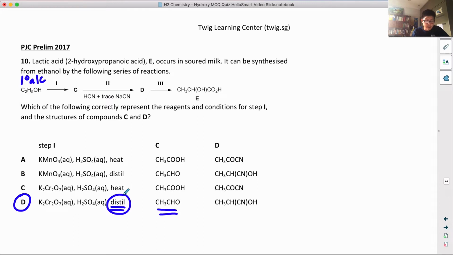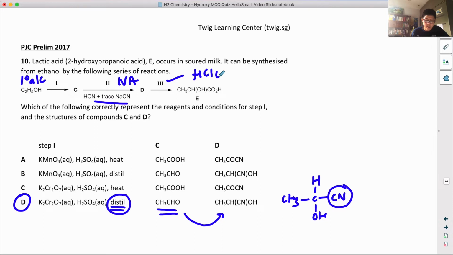So after that, the next step, you add HCN, trace KCN. This is a nucleophilic addition reaction, so you get your cyanohydrin. And the last step, I think you can tell very quickly. After getting the cyanohydrin, the CN here undergoes acid hydrolysis. They didn't really ask for this, but this should be adding aqueous HCl and heat. Which means the CN will be converted to COOH, right? It undergoes hydrolysis and becomes COOH. Okay, so let's move on to question 11.